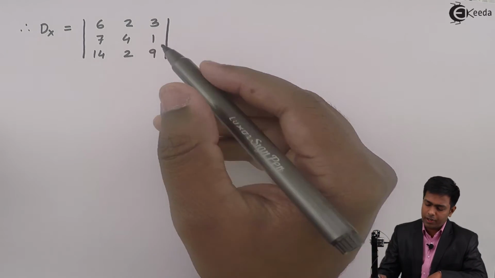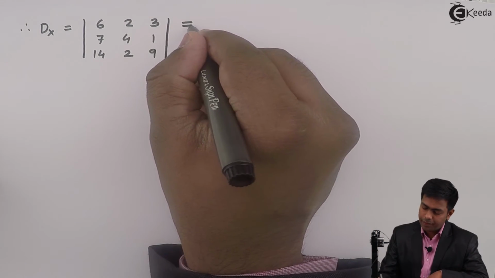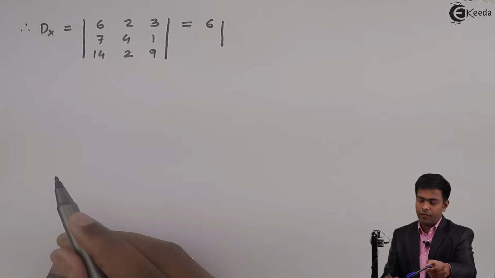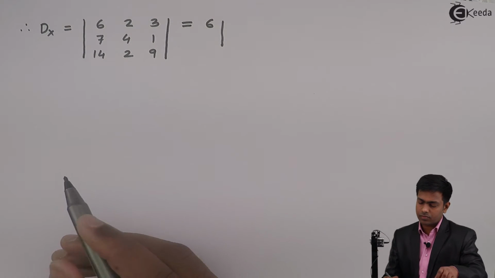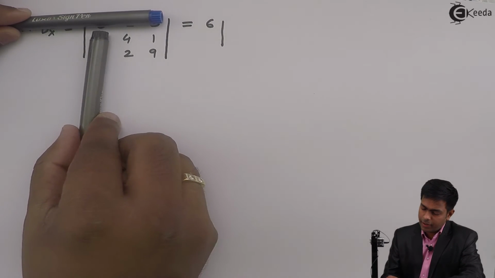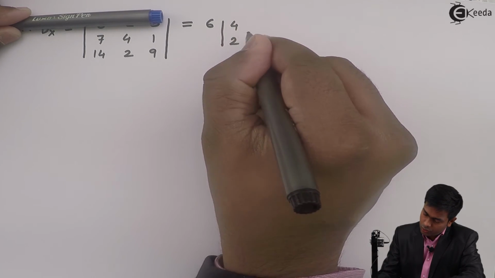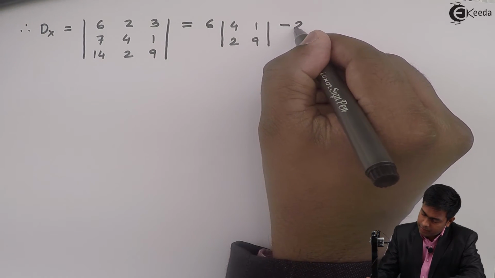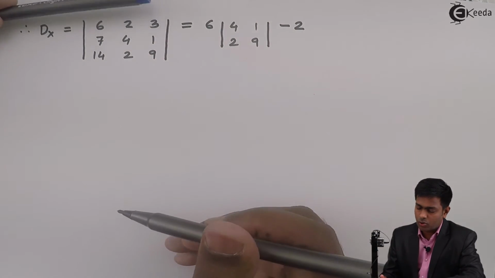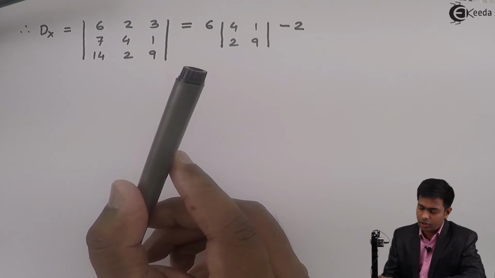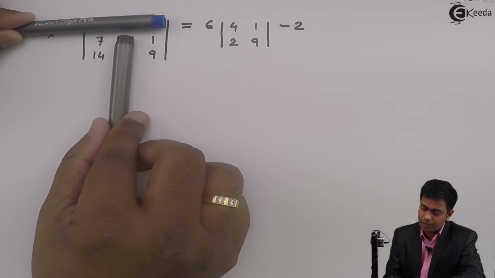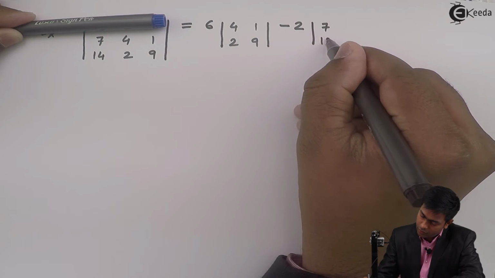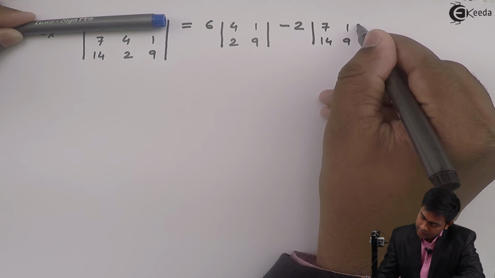Now let's find the determinant of this 3 by 3 matrix. We'll copy down the first element, that is 6. We'll hide the first row and first column, so we'll get these 4 elements. We'll write it down, 4, 2, 1, 9. Next we'll take the second element and give it the minus sign. So minus 2. This 2 is in the first row, second column, so I'll hide the first row and second column. We get the 4 elements 7, 14, 1, 9.